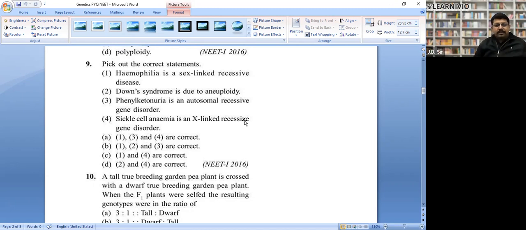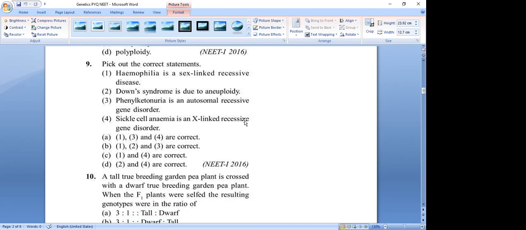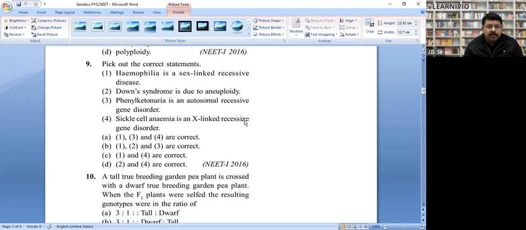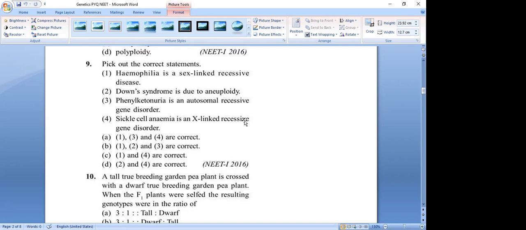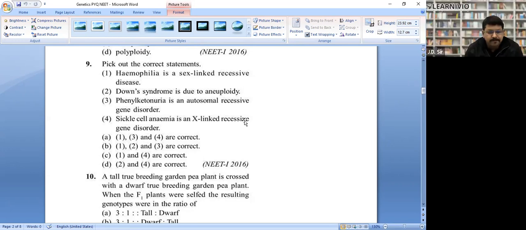Hemophilia is a sex-linked recessive disease. Is it true or not? Yes, it's true. Very good. So the first is correct. Down syndrome is due to aneuploidy. Yeah, that's also right. Very good. This second is also correct.